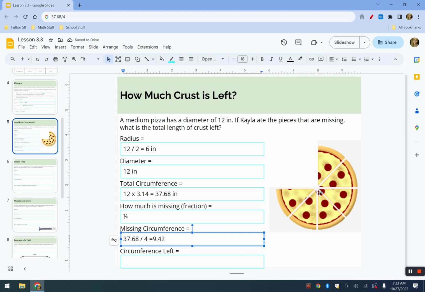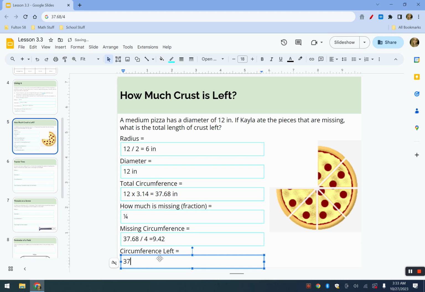So now it wants us to know how much is left over. Well, we know our total, we know our missing. We're going to take our total and then subtract what is missing.